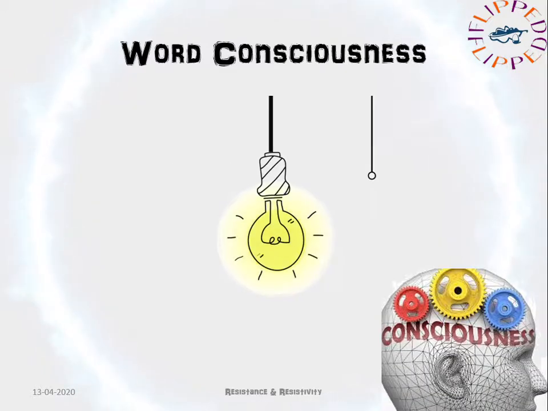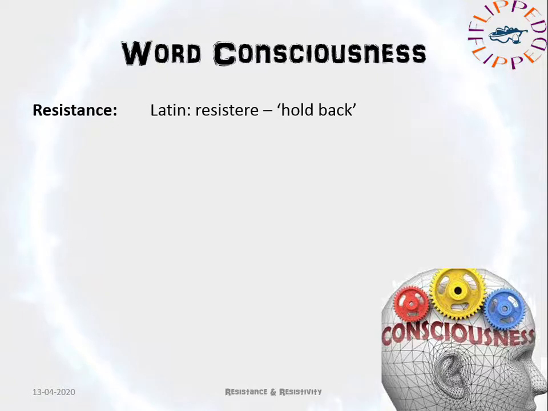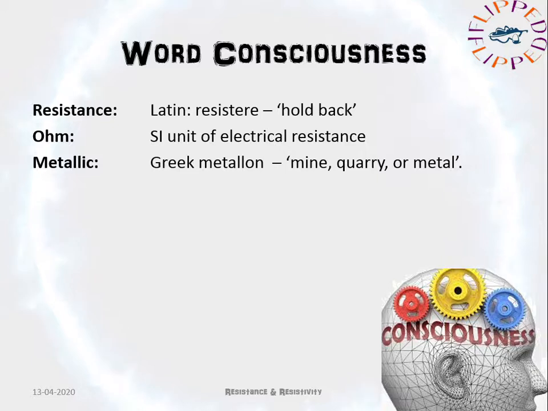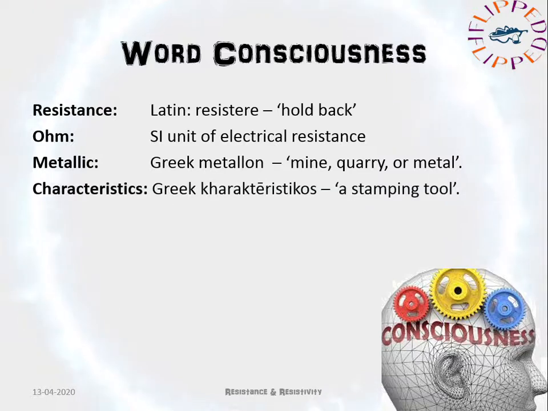Okay, now the word consciousness section, we're just going to look at a few words, make those light bulbs switch on. So the first words we just want to look at, what is resistance and where does it come from? Resistance comes from the Latin word resistere, and that means to hold back. Okay, ohm is a SI unit for electrical resistance. Metallic comes from the Greek metallion, which means to mine, to quarry, or metal. Okay, characteristics comes from the Greek word characteristikos, or a stamping tool.